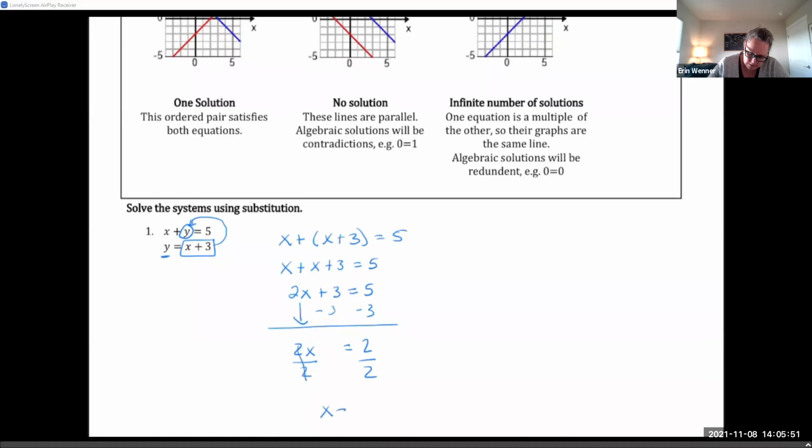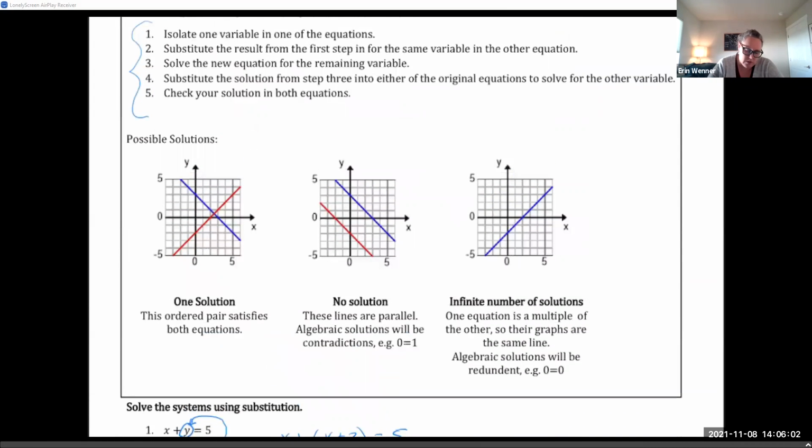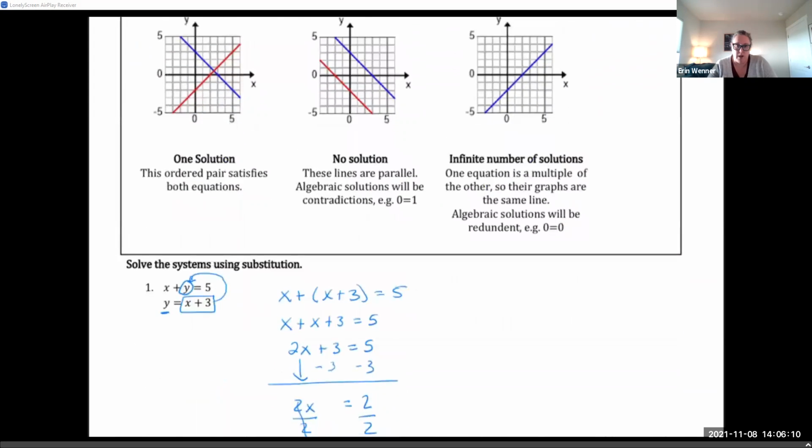And we get that x equals 1. So we have solved for x. Now, if we go back up to our steps, it says substitute the solution from step 3 into either of the original equations to solve for the other variable. What they mean is let's solve for y.